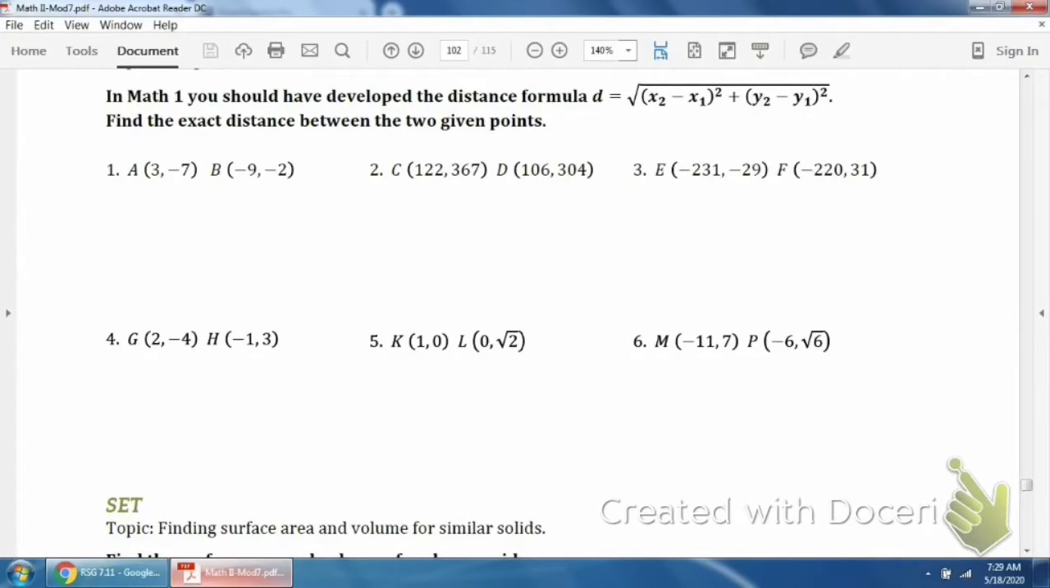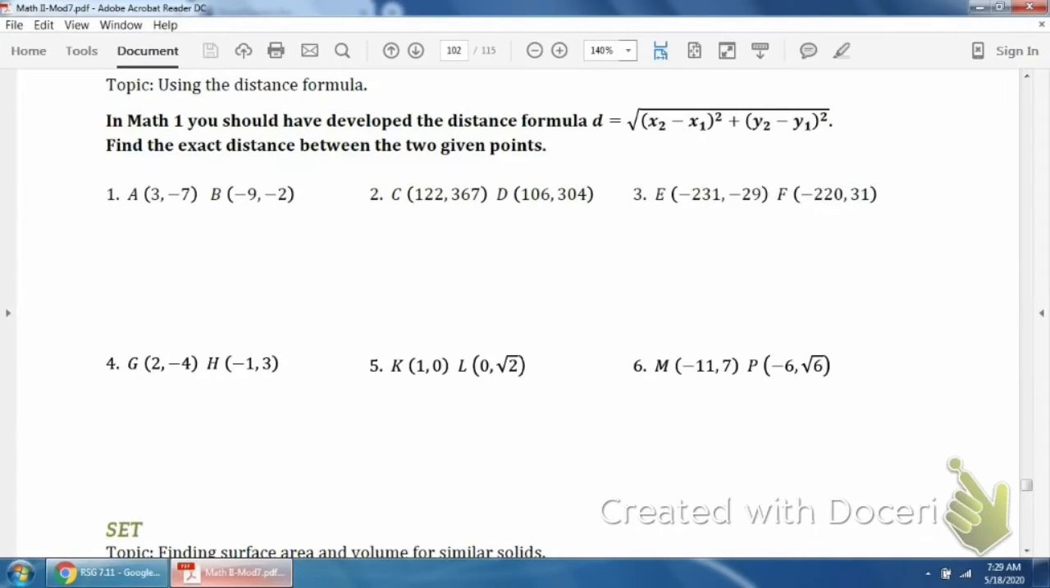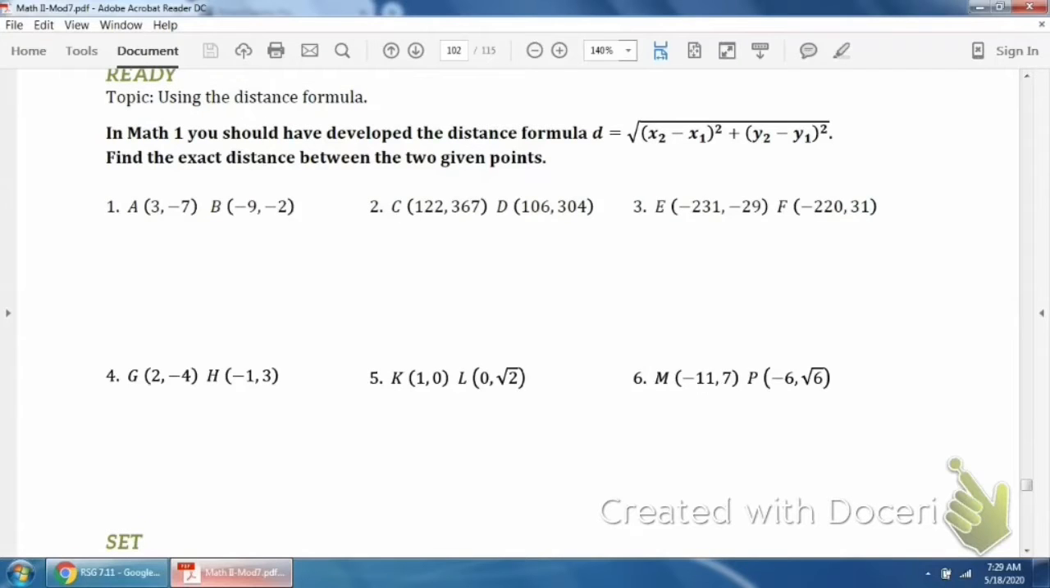Okay, so for the last assignment of the year here, we're just going to do the odd numbered problems. So the ready, it's kind of like a review from something from Math 1. Kind of important though, you will use it a little bit next year. It's the distance formula. Okay, so they give it to you up here at the top.